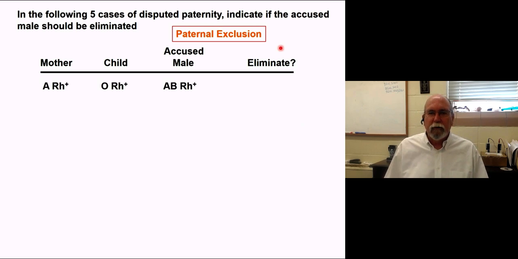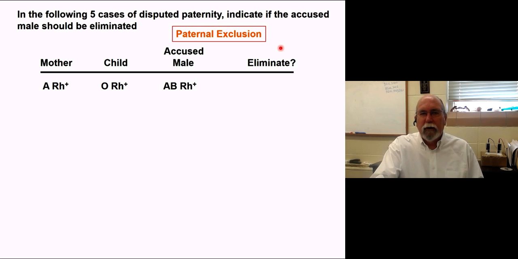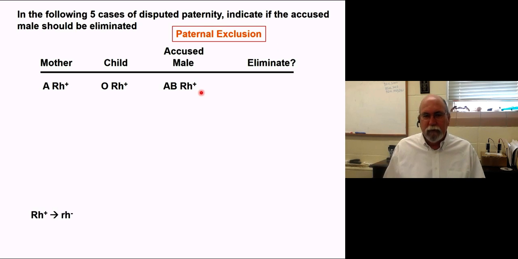All right, so let's try a little problem, okay? So we've got A, O, and AB, and then this RH thing here. Well, that's another blood group. It turns out to be very simple, but you'll see lots of these problems. RH positive, rhesus positive, is dominant over rhesus negative. So it's a simple dominant system.